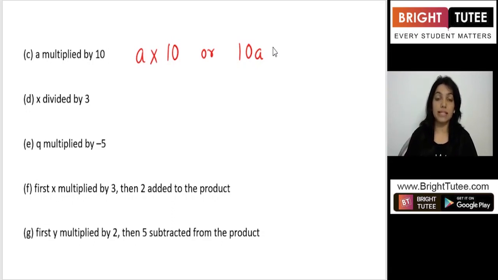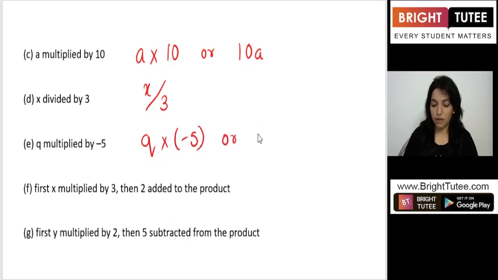Then it says x divided by 3. So x is divided by what number? X is divided by 3. So it is x over 3. Then q multiplied by minus 5. So q is multiplied by minus 5, and we can write this as minus 5q.